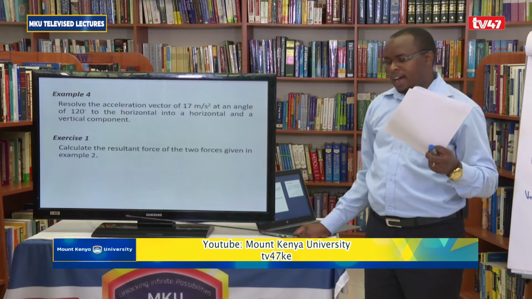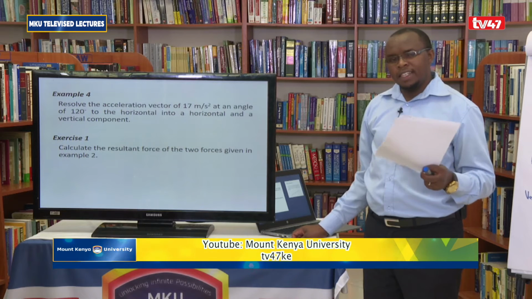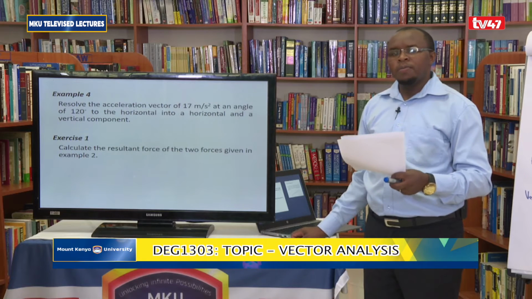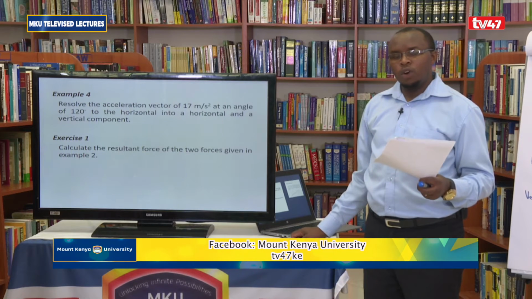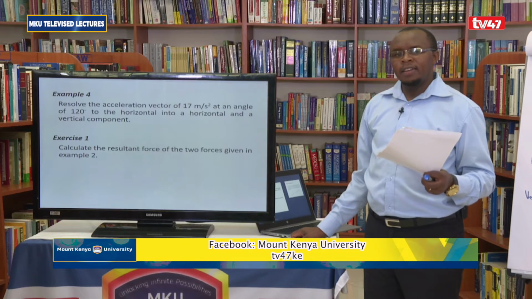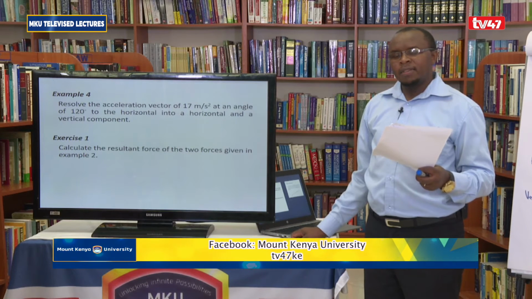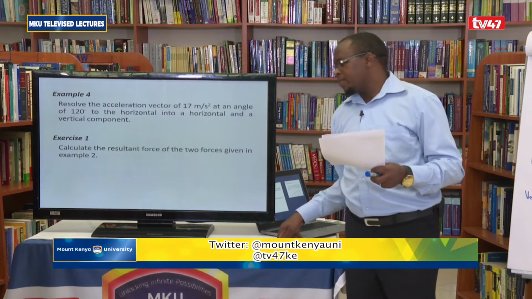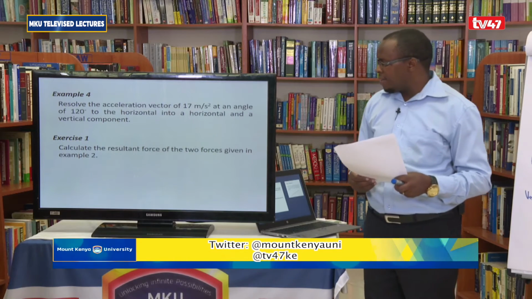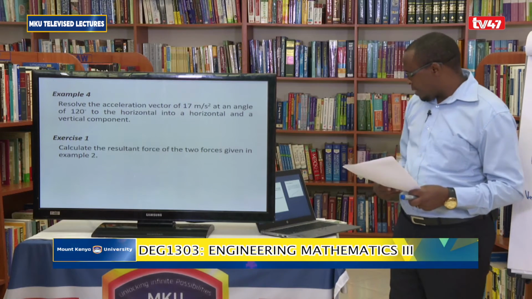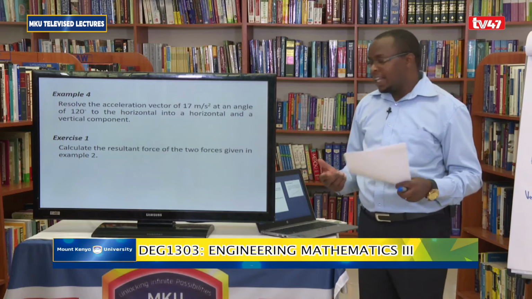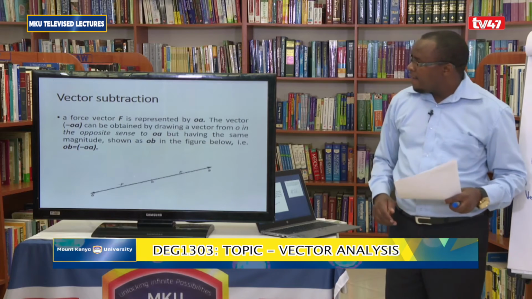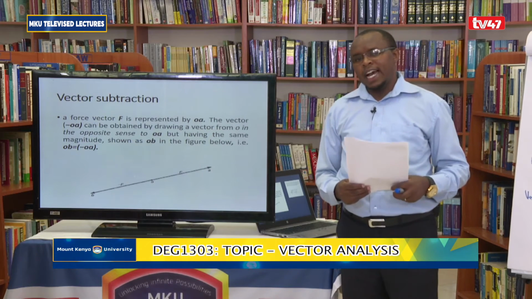You get the cosine of the first vector plus the cosine of the second vector, each multiplied by the initial vectors, and that will give you the horizontal component. The vertical component will be the sine of the first vector plus the sine of the second vector, added together, and that will give you the vertical component. Now, there is what we call vector subtraction.